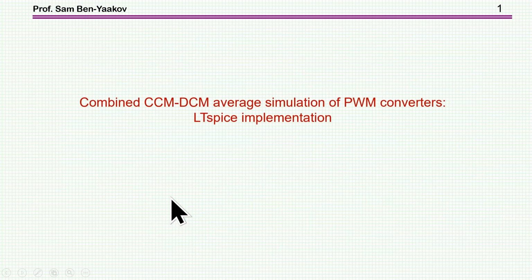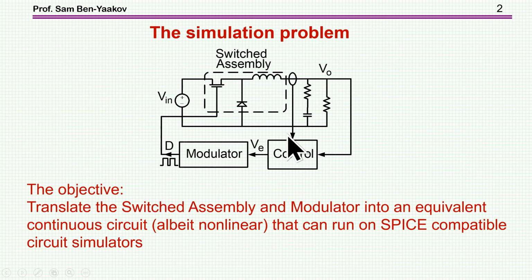I'm Ben-Yaakov. This presentation is entitled Combined CCM-DCM Average Simulation of PWM Converters, and this is an LTspice implementation. So the problem we are addressing is a PWM converter, which is a switching device. There are switches here, power switches, and then we have some feedback control. We have a modulator, which produces the pulses to the gate. And the objective here is to translate the switched assembly and the modulator into an equivalent continuous circuit.